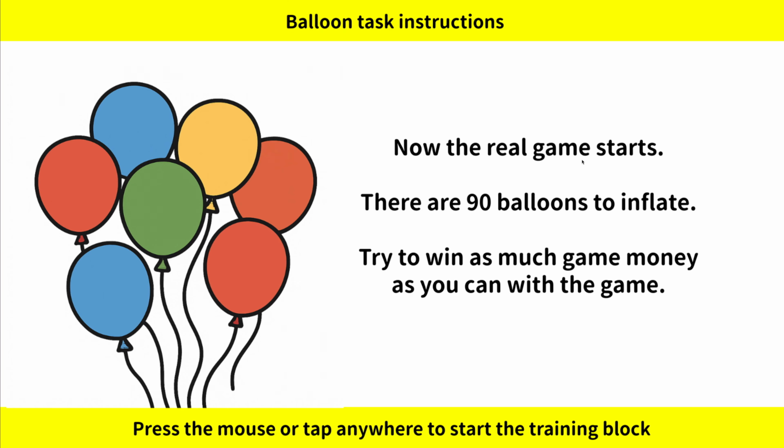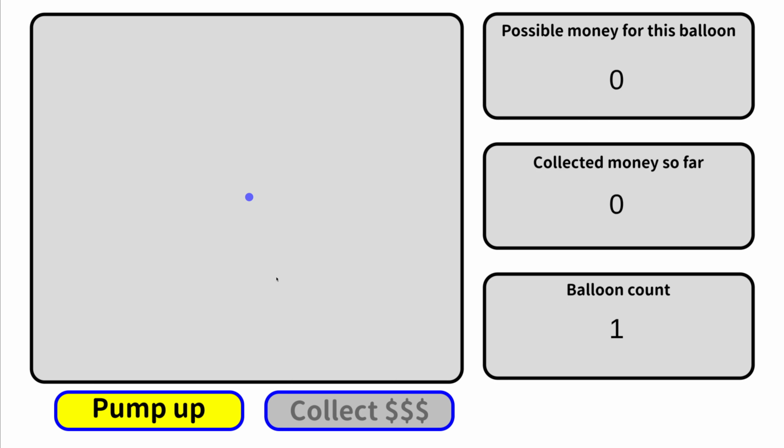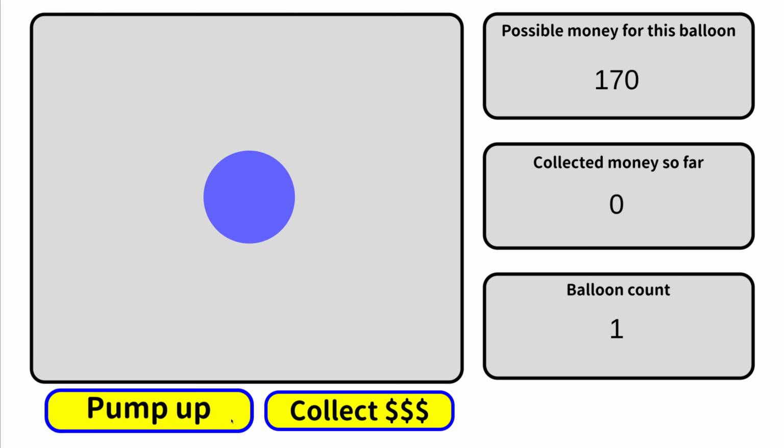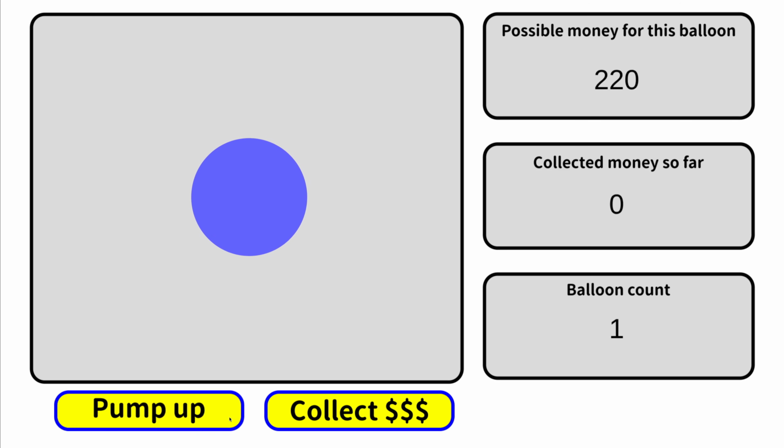And then it says, now the real game starts. There are 90 balloons. Try to win as much game money as you can with the game. And remember, it's really about risk taking. The idea is that people who take more risks will dare to go further. And let's see, if you always say, well, I go as far as I can go, and look, great. Actually, I must also say you can try this yourself. It gives you a good feeling. Oh, but then it's of course disappointing.